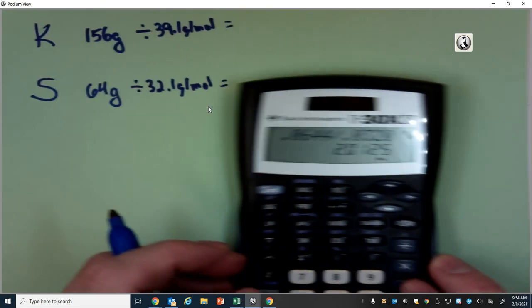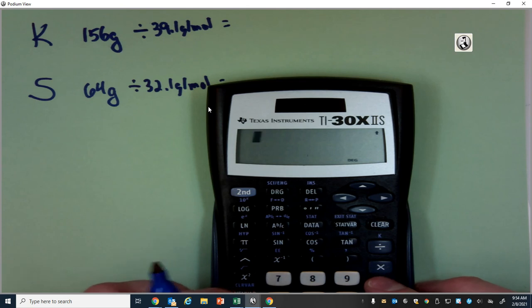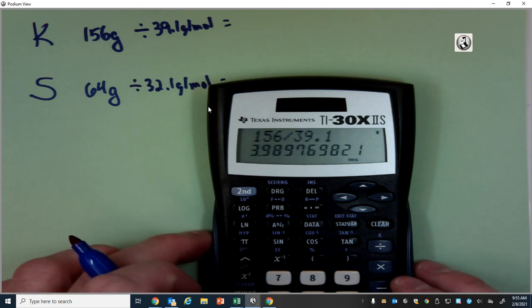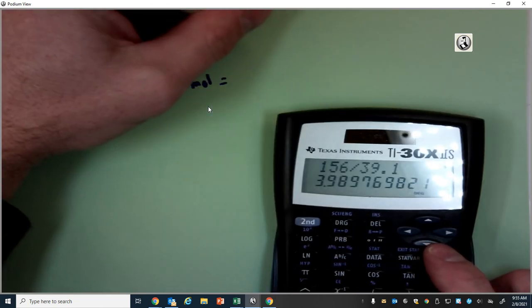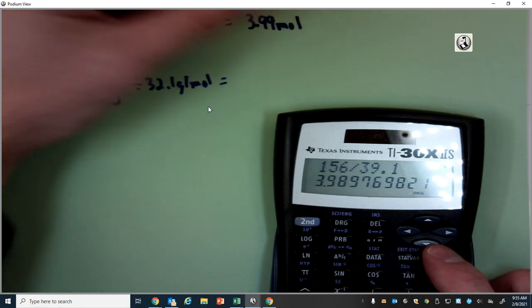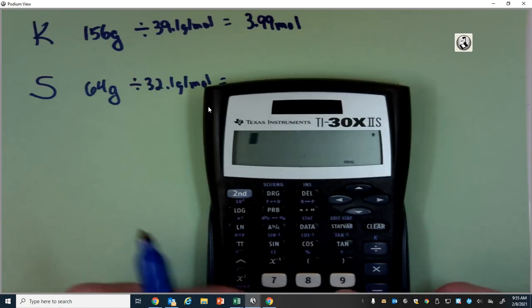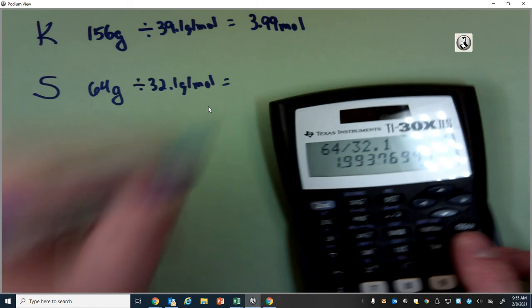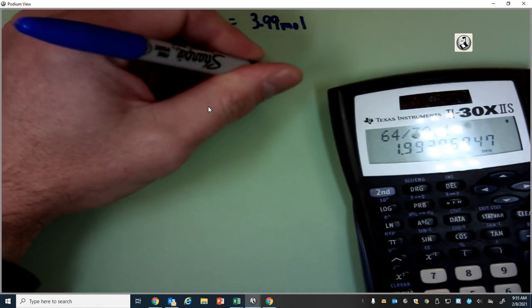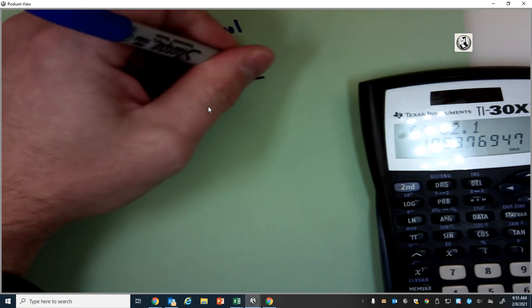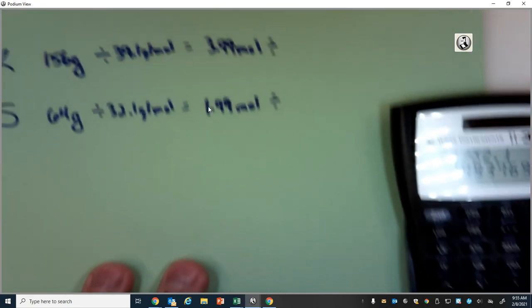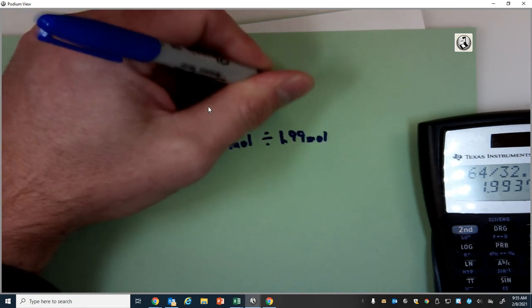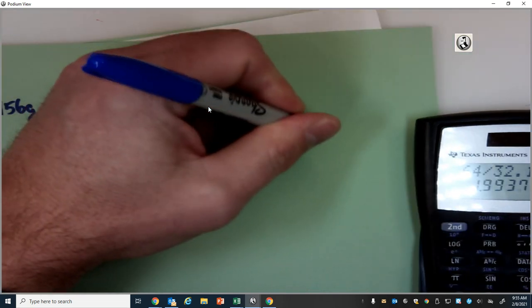So we have 156 divided by 39.1 is 3.99, and that's moles because grams will cancel out. And then 64 divided by 32.1 is 1.99 moles. Percent to mass, mass to moles, divide by smallest. So you're going to divide both of these by the smallest. When you're not doing the hydrates, you can usually fit it into one line. You're going to divide both of these by 1.99. This one is conveniently going to be 1, works out well.